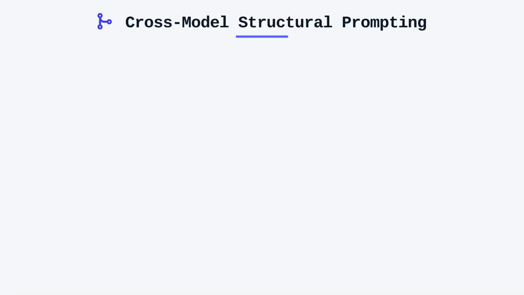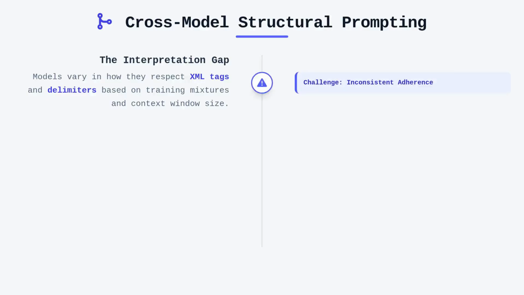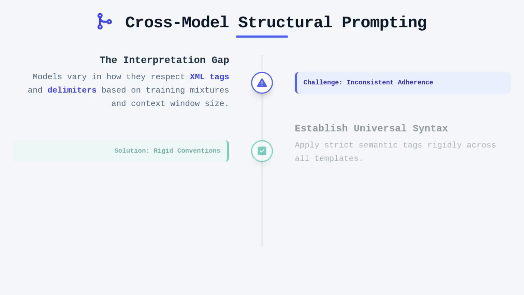One of the most persistent challenges in cross-model prompting involves the interpretation of structural cues like delimiters and markup tags. While most modern models have been trained to respect XML-style tags, the degree of adherence varies based on the underlying context window size and the specific training mixture. Using delimiters such as triple backticks or custom tags for context separation is a universal practice, but you must establish their meaning consistently across your own library of templates.